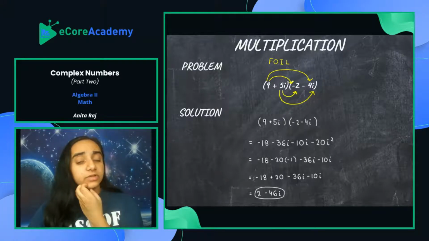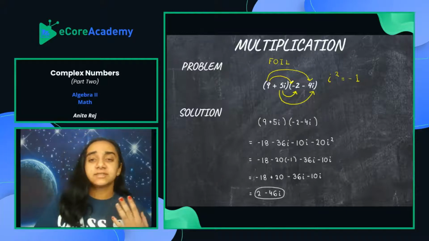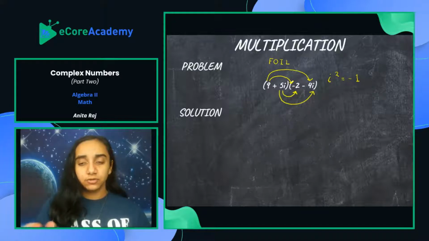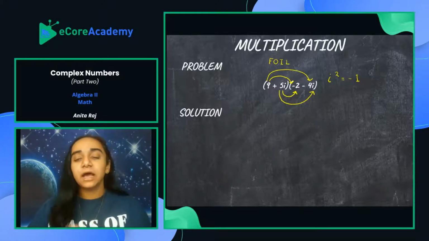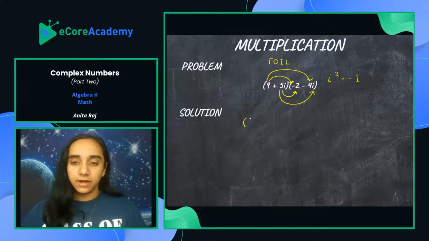And I'll show you, there's actually something special in the solution, because if you see right here, we have i squared. And remember, if we have i squared, this is actually equal to a real number. This is equal to negative 1. So we can rewrite i squared as negative 1, because remember, we're trying to simplify these as much as we possibly can. So I'll show you exactly how to actually solve this problem. So again, like we do with all our problems, we're going to rewrite it.